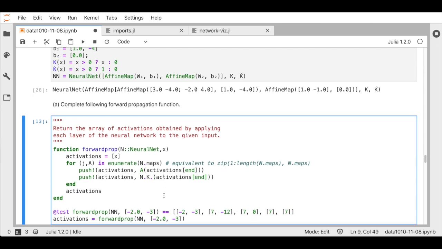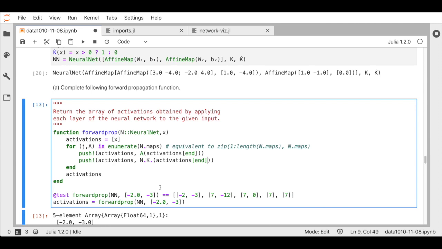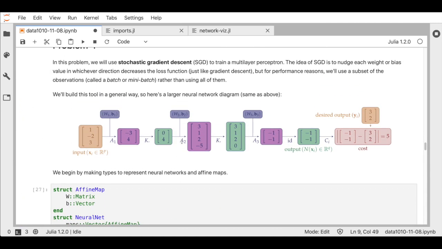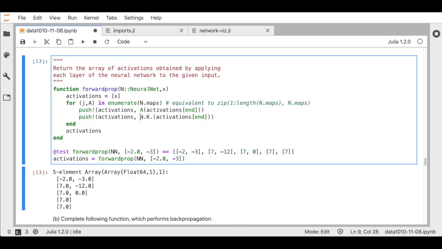Except that's not quite right, because the very last activation is the identity. If you recall in this picture, we use k dot for the first 2 layers, but then when we get to this third affine map output, we actually just leave it alone. So this is called linear activation. It's just another term for identity activation. So we need to work that in somehow.